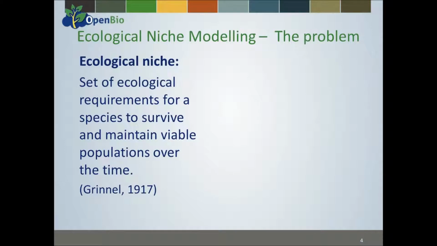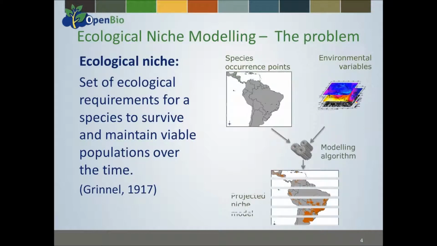So first, a brief description of what the problem of ecological niche modeling is. We define ecological niche as a set of ecological requirements for a species to survive and maintain a viable population over time, taking the definition of Grinnell of 1917. Basically, taking the information from occurrence points that are available in the databases and the environmental variables that are computed by different databases about climate and other topographic information, we compute a modeling algorithm that is able to reproduce and estimate the distribution of the species under the different conditions.